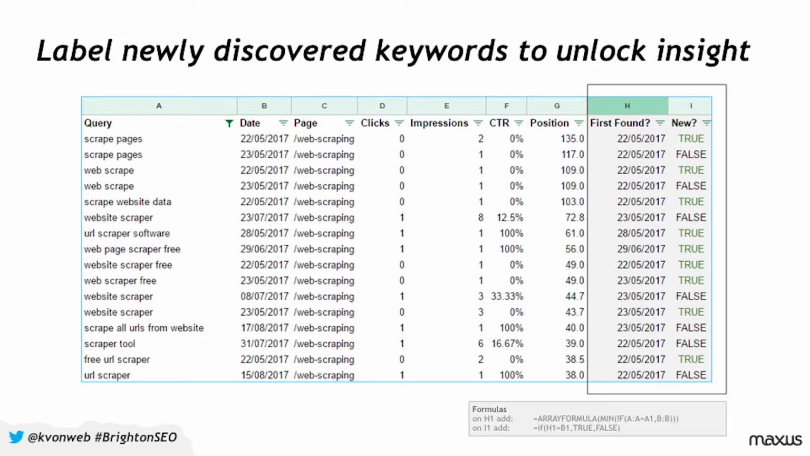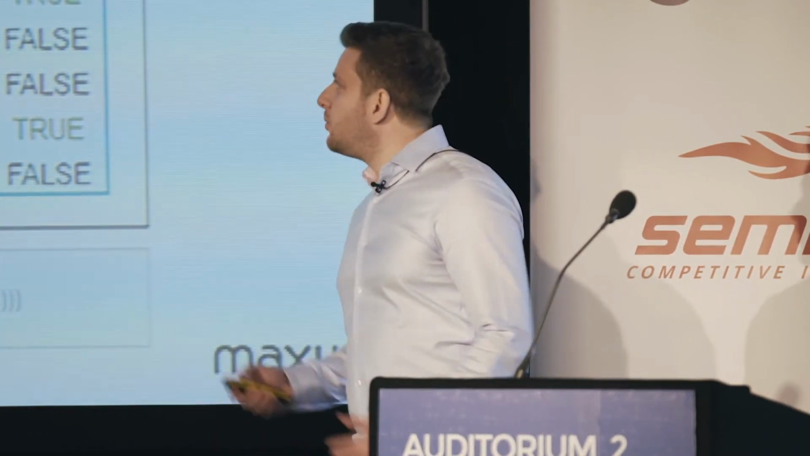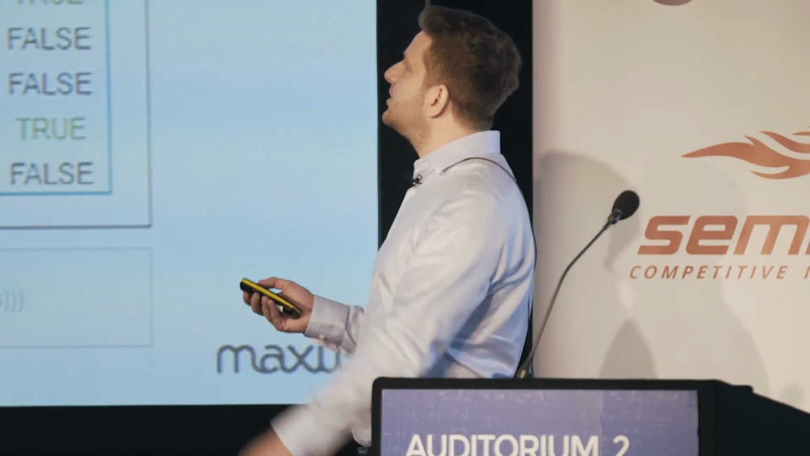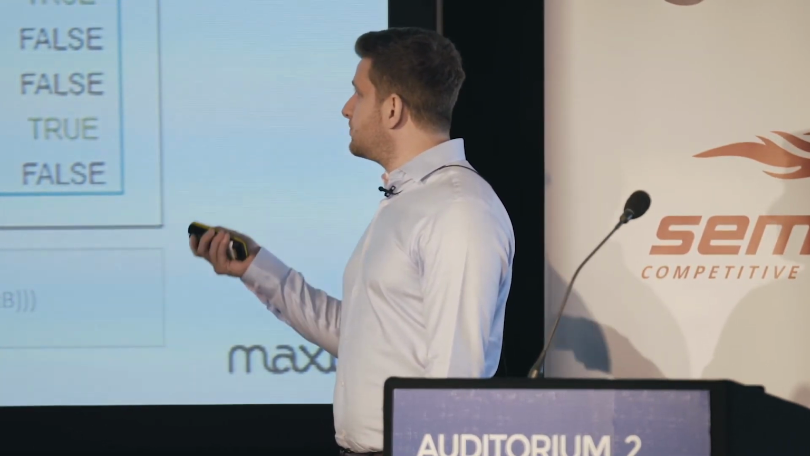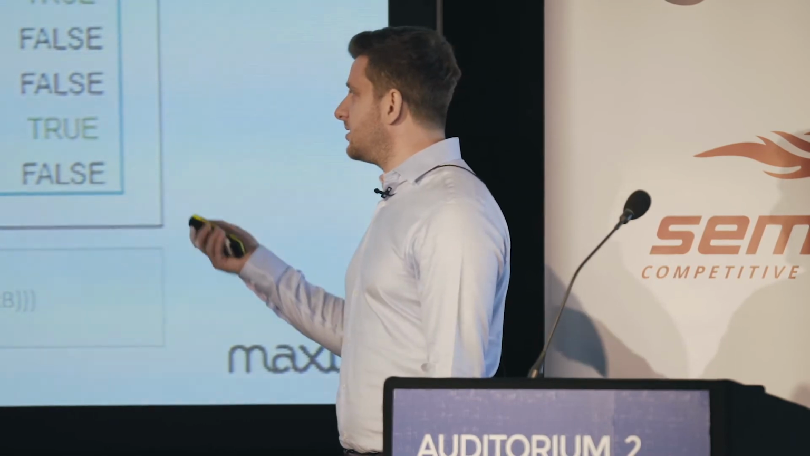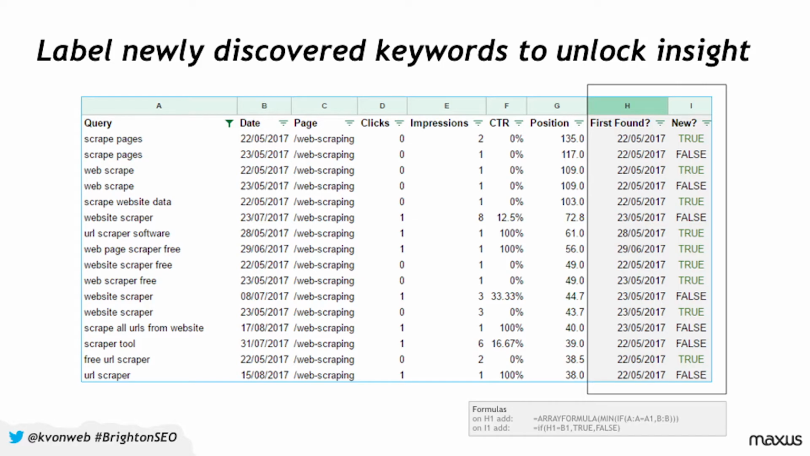It's the new keyword metric, which is basically a Boolean, true or false, that is attached to a keyword and indicates whether your site has received impressions from that keyword in the past or not. So when you identify a new keyword, you flag it as true. And if you're using the previous plugin that I showed you earlier to bring all of your data into Excel or Google Docs, you can use this formula to calculate that metric.